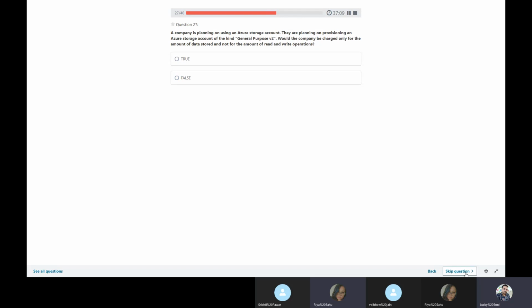27, please. A company is planning on using an Azure storage account. They are planning on provisioning an Azure storage account of the kind general purpose V2. Would the company be charged only for the amount of data stored and not for the amount of data read and write operations? So it's false. Only yesterday we saw that read and write means data transfer will come, and data transfer is going to be charged along with the storage as well, right? It will be false only.